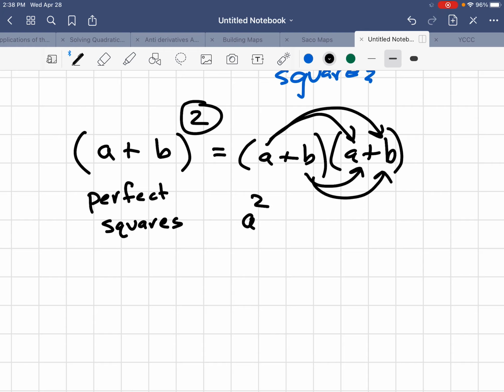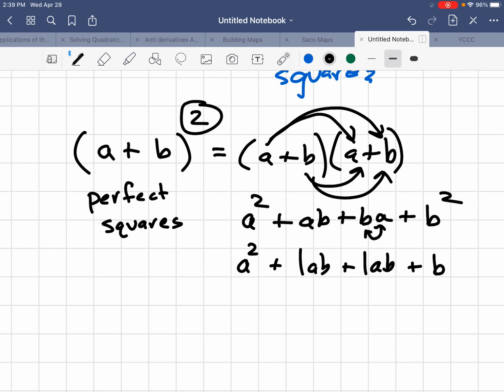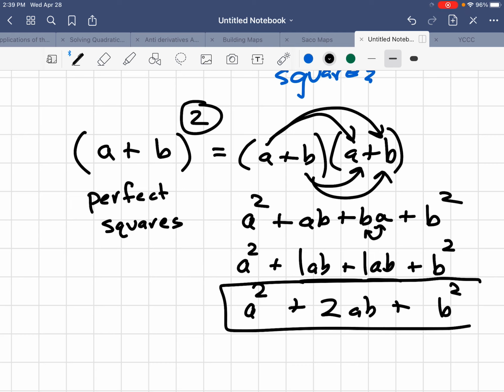We do a times a. We do a times b. We do b times a. And we do b times b. These two things, although they look like they're different, multiplication is commutative, so I can change the order of either one. So it's really a squared plus 1ab plus 1ab, switching the order of the second one. And then I have two of those, so I have 2ab plus b squared. This is the result of squaring a binomial, in this case a plus b squared.